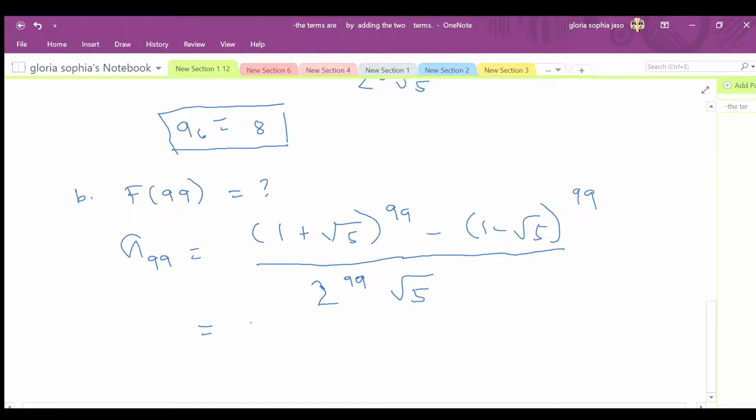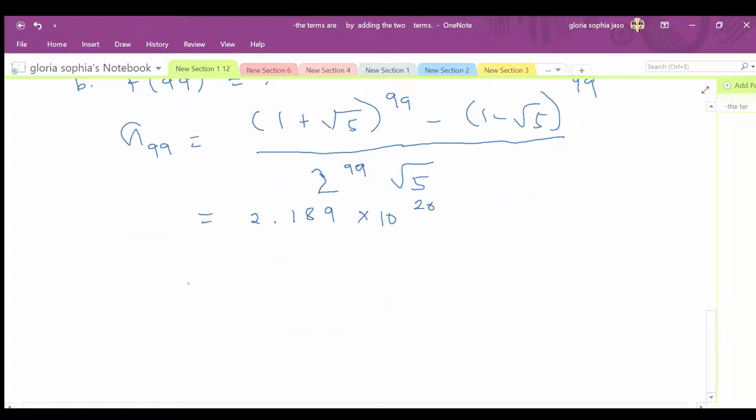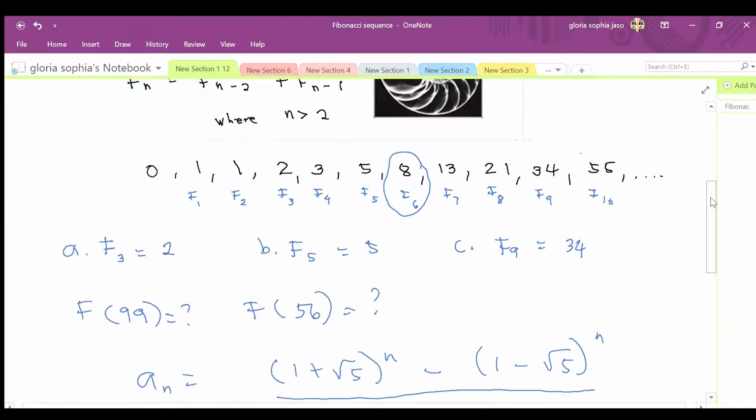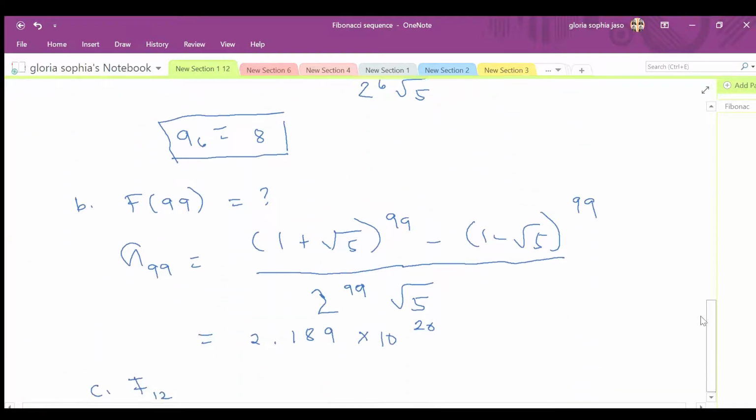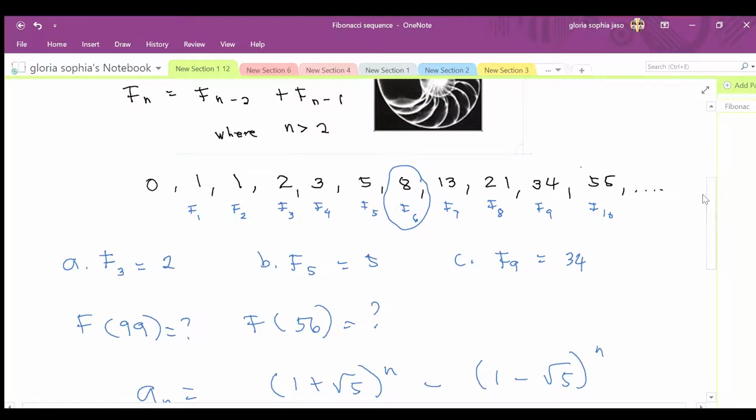Okay, so 2.189 times 10 to the 20. Okay, so masyadong malaki, class. So, try natin yung f of 12. So, pag binalikan natin, class, ayan. So, balikan natin dito.